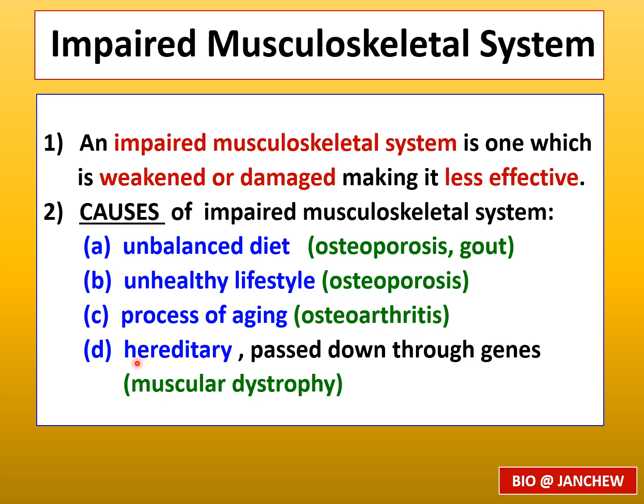Fourthly, it may be a hereditary cause. The word hereditary here means a disease or a disorder that can be passed down through the genes, through genes that are abnormal. Okay, and one of the examples of a hereditary disease that affects the musculoskeletal system is muscular dystrophy.